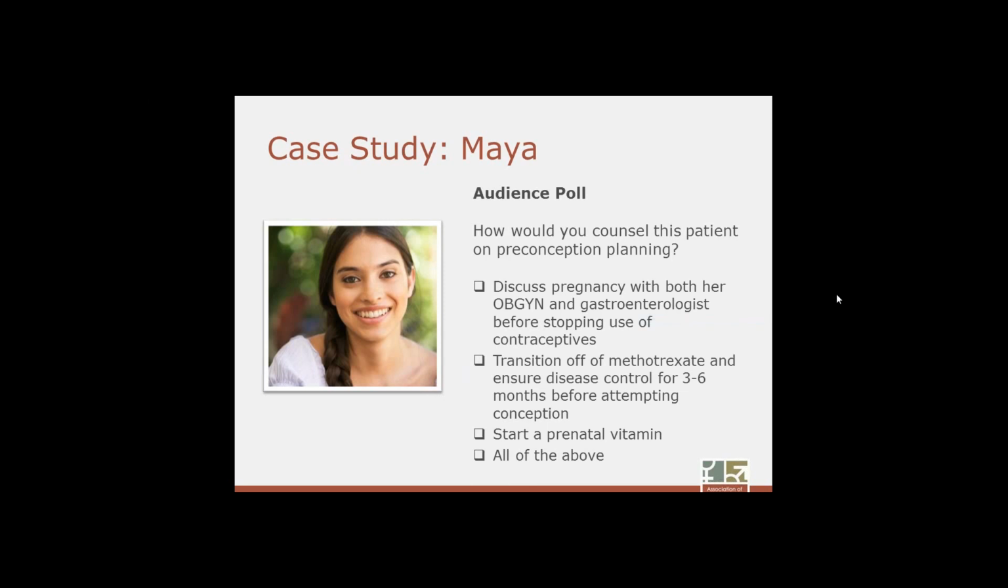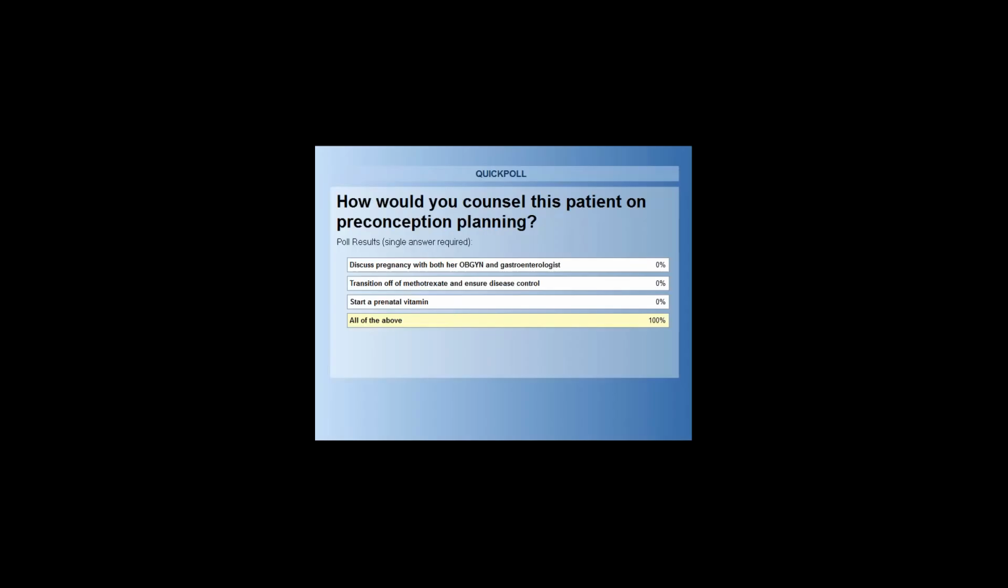We're going to launch the poll now. How do you counsel this patient on preconceptual counseling? Discuss pregnancy with both the OBGYN and gastroenterologist, transition off of methotrexate, ensure disease control, start a prenatal vitamin, or all of the above. Perfect, all of the above.